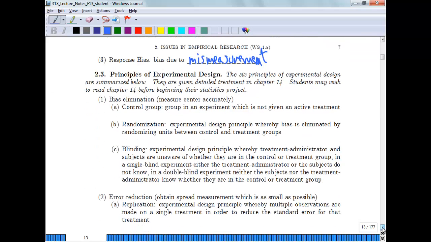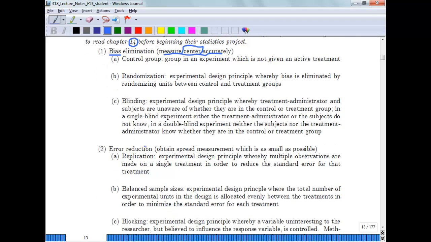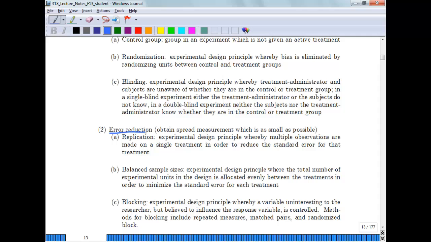Last topic, principles of experimental design. This is going to be focused on in chapter 14, so I'm not going to go over these. I will just point out that there are two categories. There are those that seek to eliminate bias by measuring the center accurately. Remember, the three key features of a data set are shape, center, and spread. So this is getting one of those. And the other one is to reduce the error. In other words, be more precise. So that means we want the spread to be minimized. That's the third key feature of a data set: shape, center, and spread.